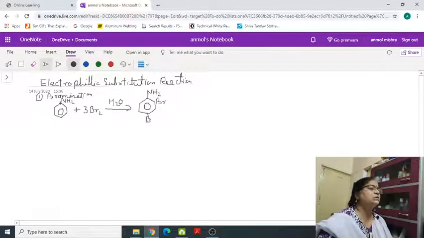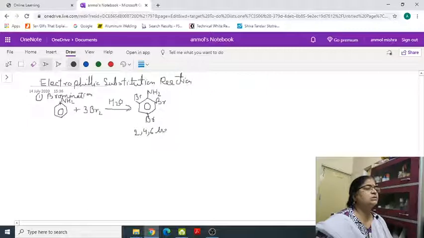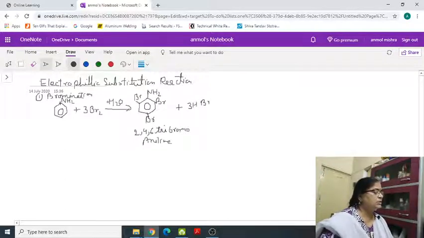tri-substituted 2,4,6-tribromoaniline. In this reaction the bromination is very fast.